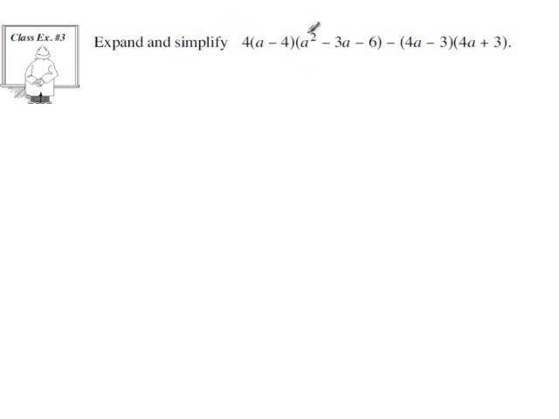Alright, so when you see a more complicated problem like this, relax, take a step back, and look to see what's actually being done here, so you can look at your order of operations. So in this question, what's happening? I see three multiplications, the 4 times the a minus 4 times the a squared minus 3a minus 6. And I see two multiplications here, the 4a minus 3 and the 4a plus 3. And this second group is being subtracted from the first.